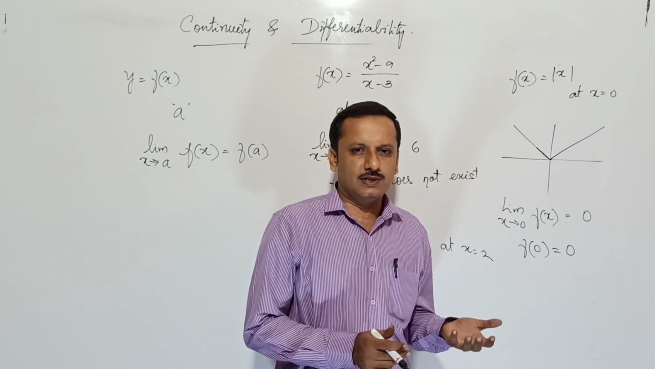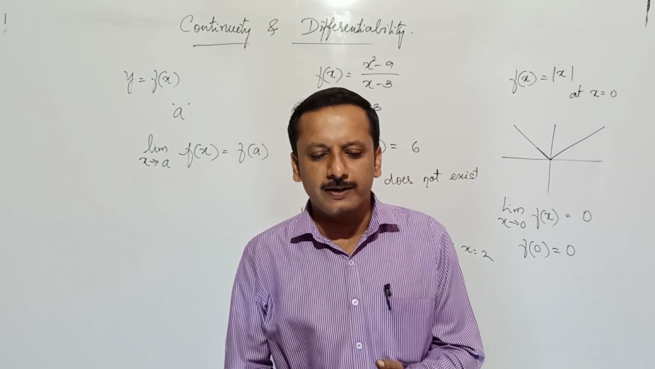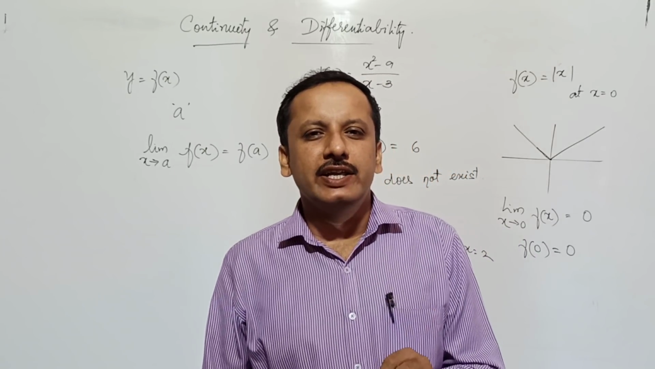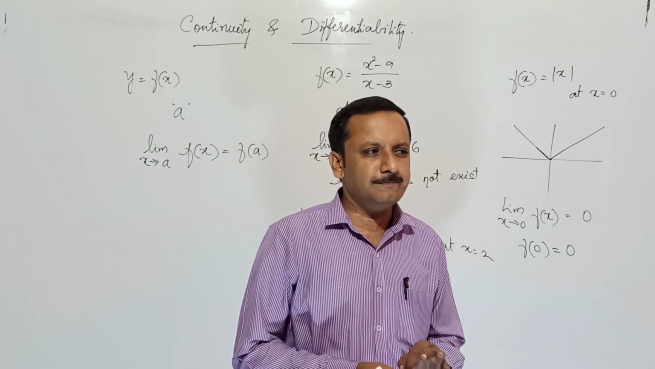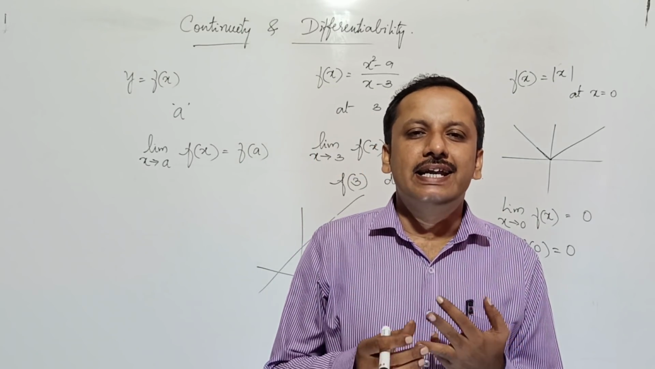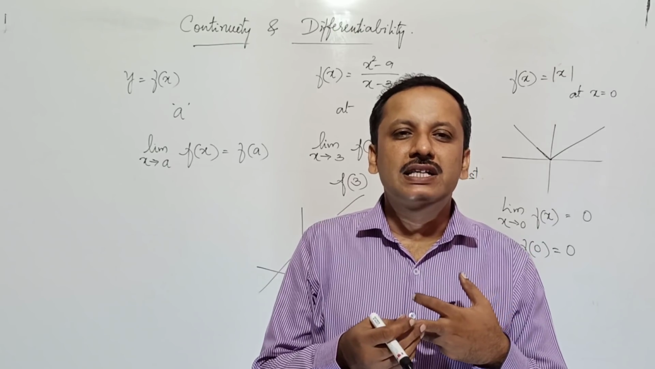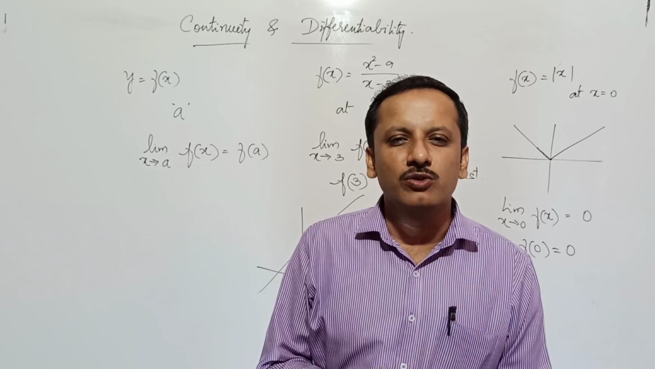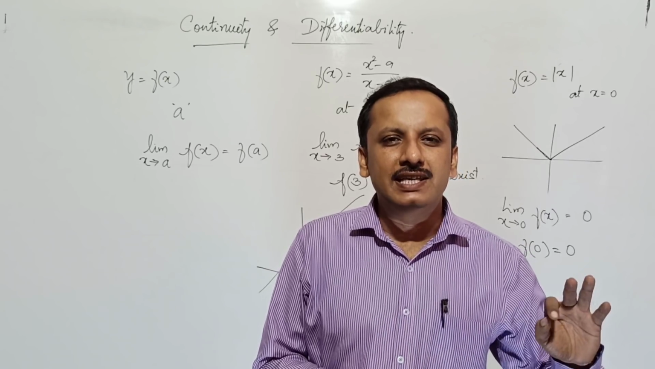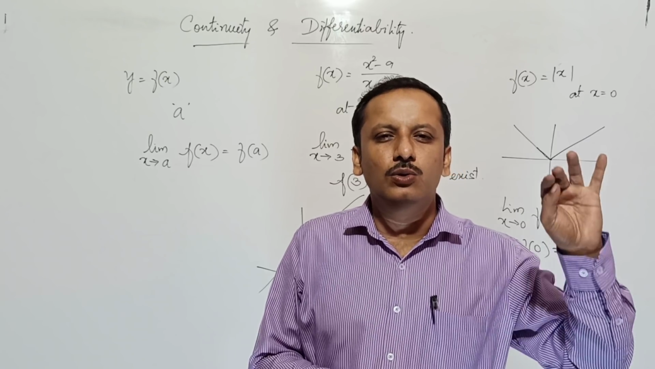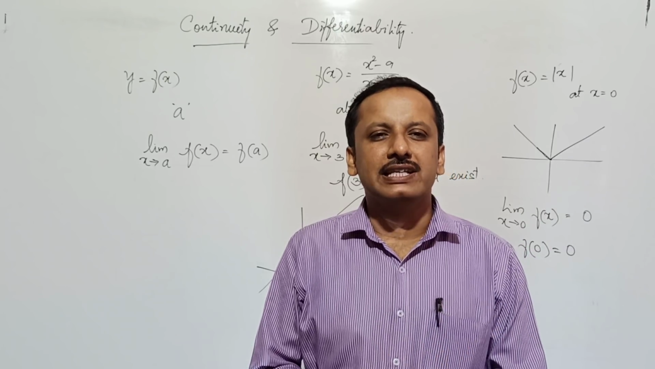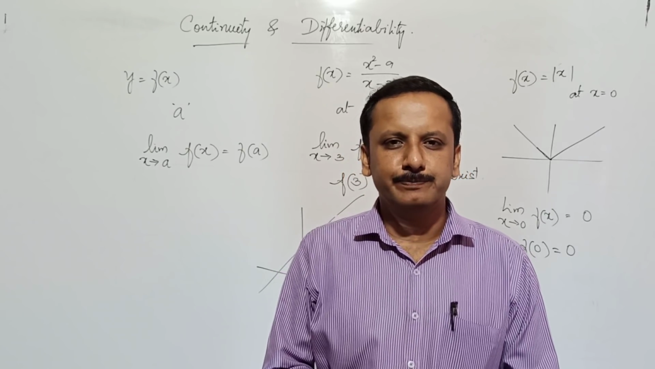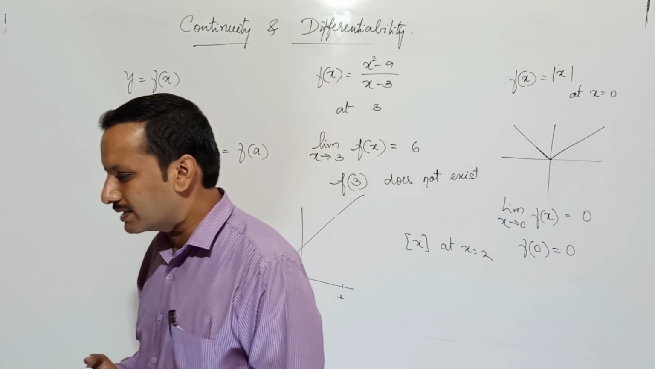So by looking at all this, we can come to one conclusion about continuity: for a function to be continuous at a particular point, the left hand limit should exist, the right hand limit should exist, and the function should be defined at that point, and all those three should be equal. Left hand limit is equal to right hand limit is equal to the functional value. Then we can say that the function is continuous at that particular point. Okay, let us look at some more examples.